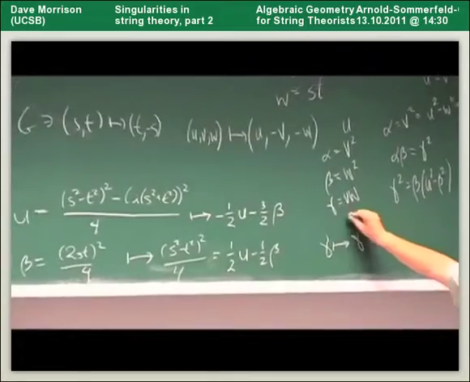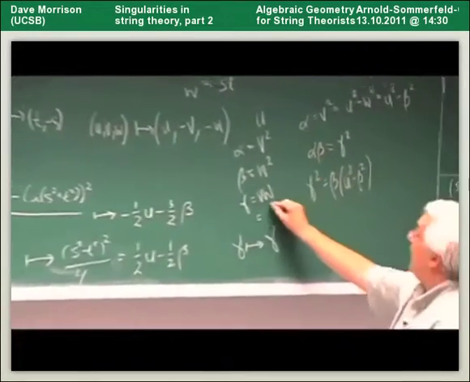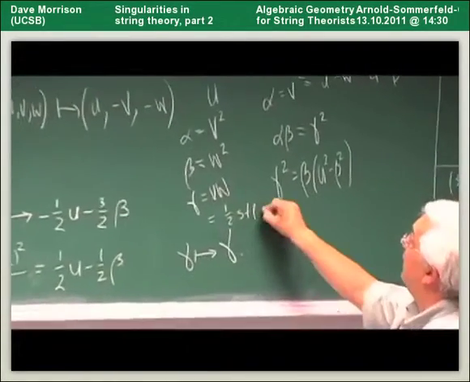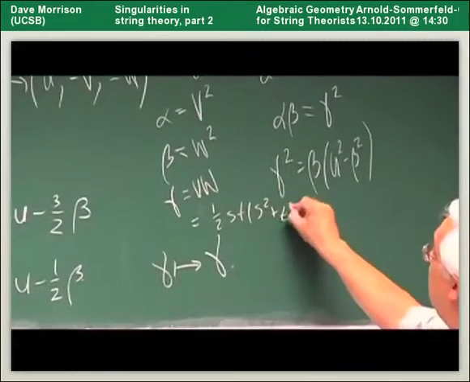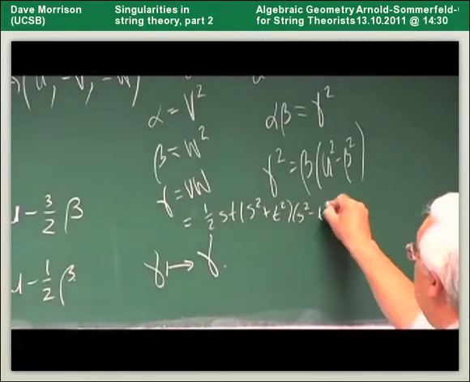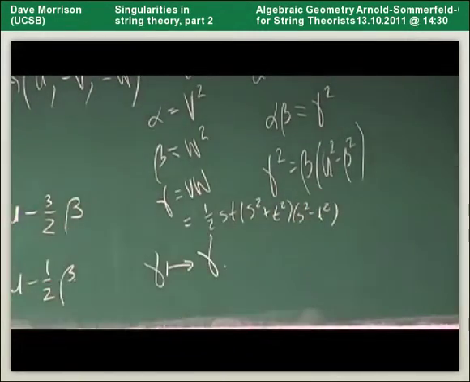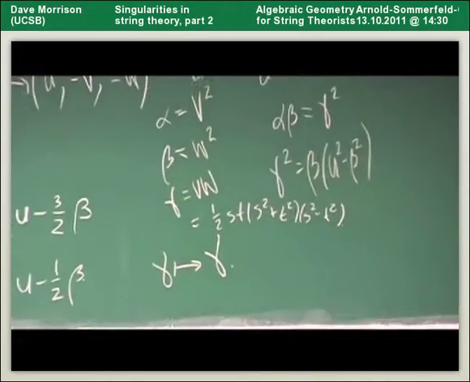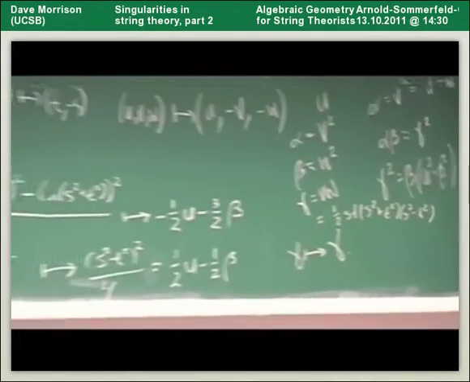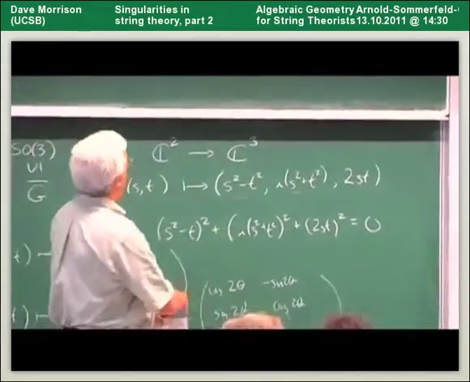If you write out what gamma is, v times w, it's a half st. If I write that in factored form, s squared plus t squared, s squared minus t squared, that's got all three quantities here that are being permuted multiplied together, so it's obviously invariant. So my cyclic permutation has now been expressed in terms of my current invariants u, beta and gamma.